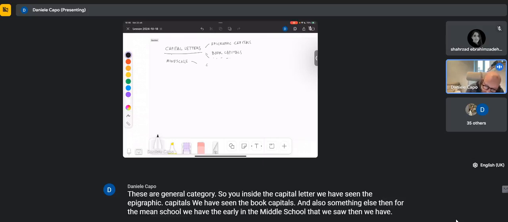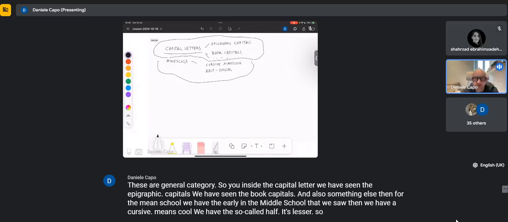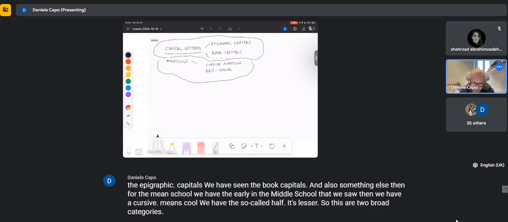Then we have a cursive minuscule. We have the so-called half uncial, etc., etc. So these are two broad categories.